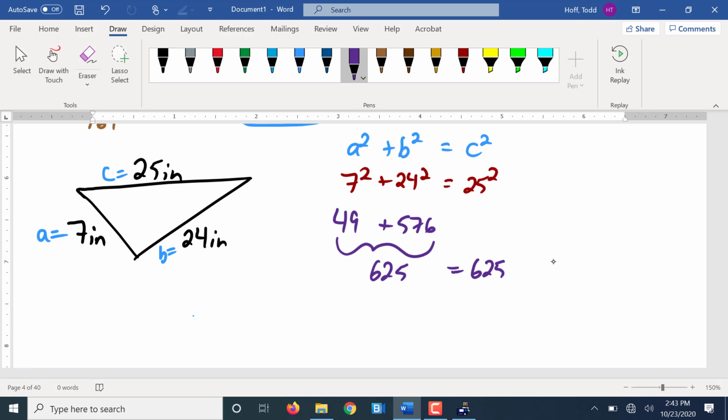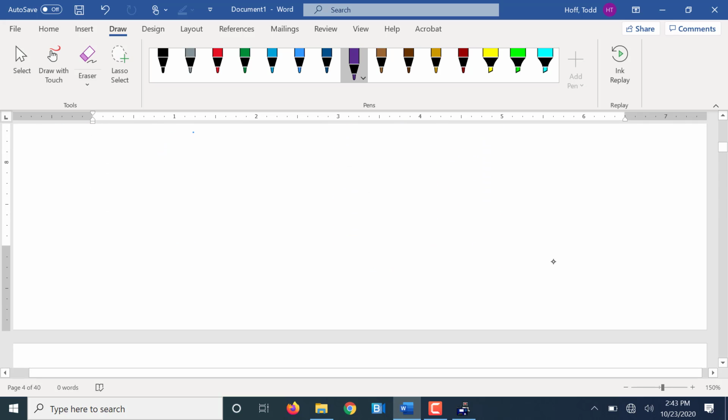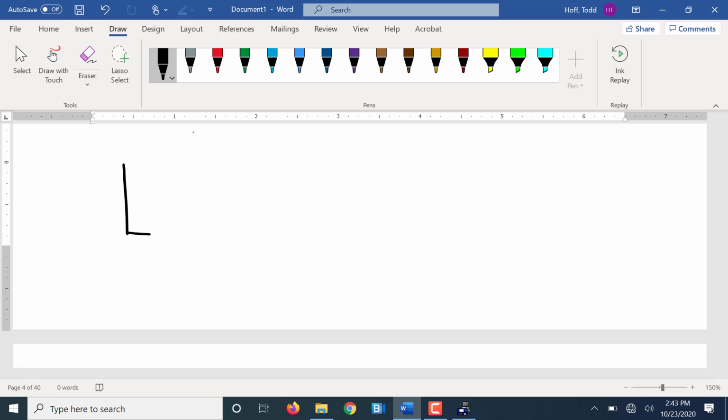So we've looked at those strategies for finding areas of complex figures, and we've looked at that Pythagorean rule. Let's now take a peek at this. I won't tell you that this is a right triangle. You're going to have to figure out whether it's a right triangle on your own or not.